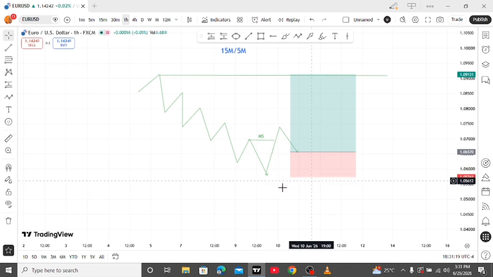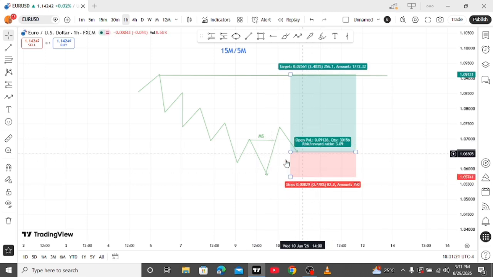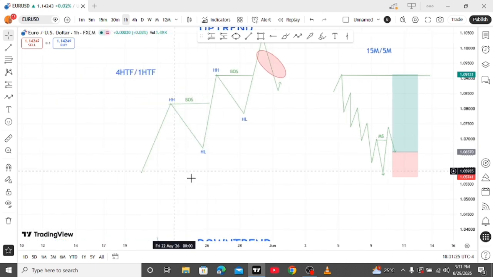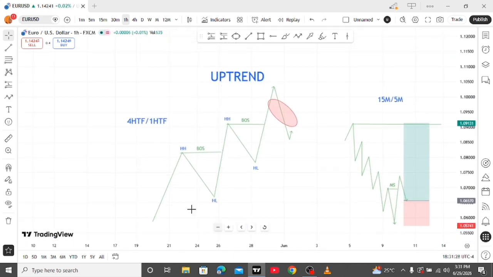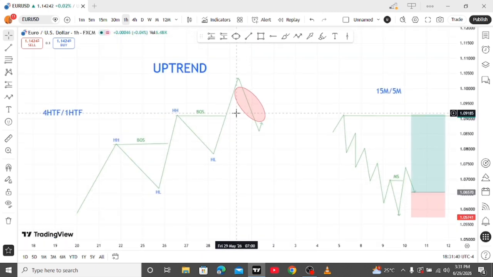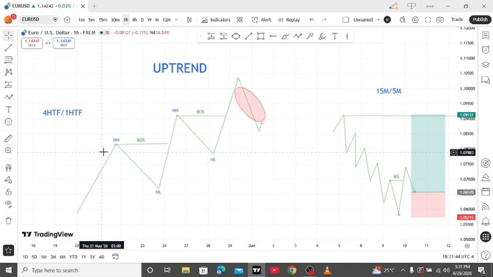Now you've entered your long position. Why are we buying this market when we're in a downtrend? Why are we buying this market? This is because we're following the bigger time frame. This is the bigger time frame. There's a saying in the forex industry that the trend is your friend. So we are following the trend.